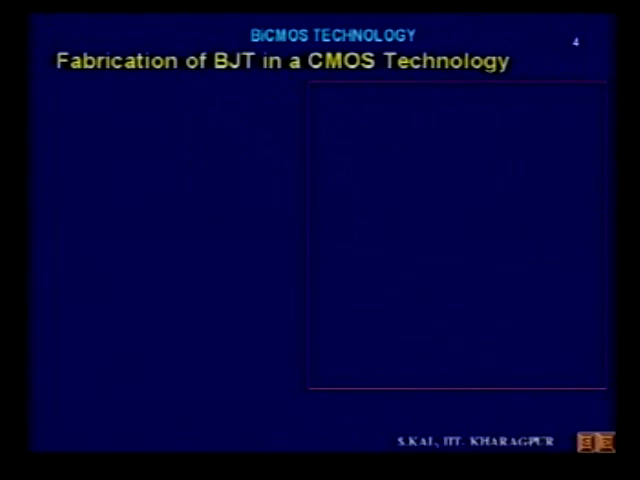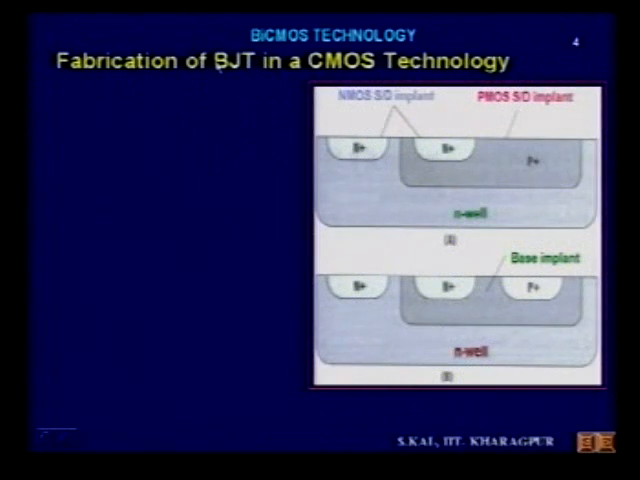One basic idea came at the beginning, and a lot of modification has since been done on the process. Modification means that by increasing the complexity of the process, we can improve the device properties. From the very beginning, I'll discuss one basic CMOS process where a BJT can be fabricated. So, we know a CMOS structure, and in a CMOS structure, how a BJT is fabricated is the point of discussion now.